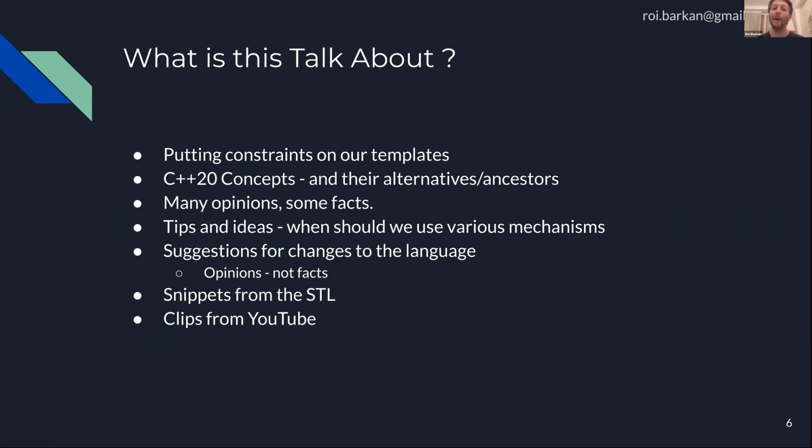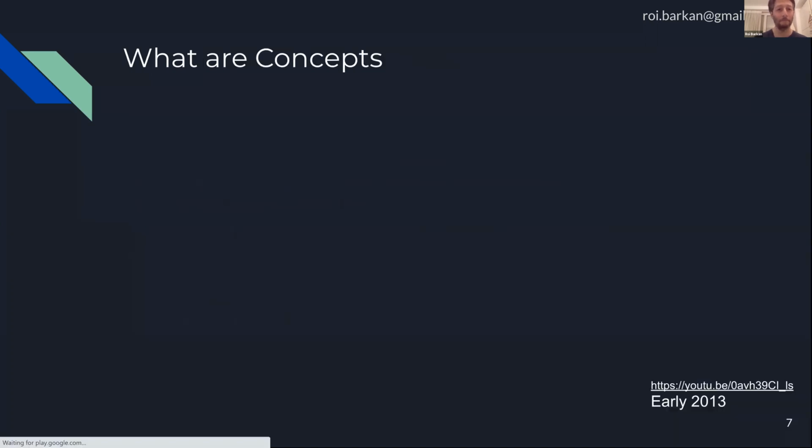I'll try to give a few ideas, a few tips about which mechanisms we should use, when concepts are the right thing for us, when they are not, as well as touch on places where I think the language itself can be augmented, can be improved. In this talk, you'll see many code snippets from the STL itself, like we've seen so far, as well as many clips from YouTube. So let's get going.